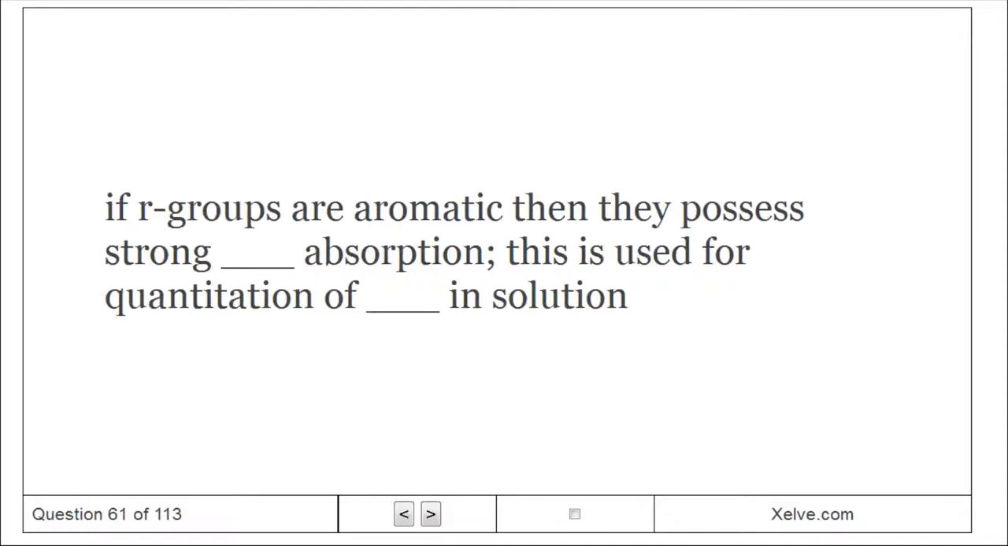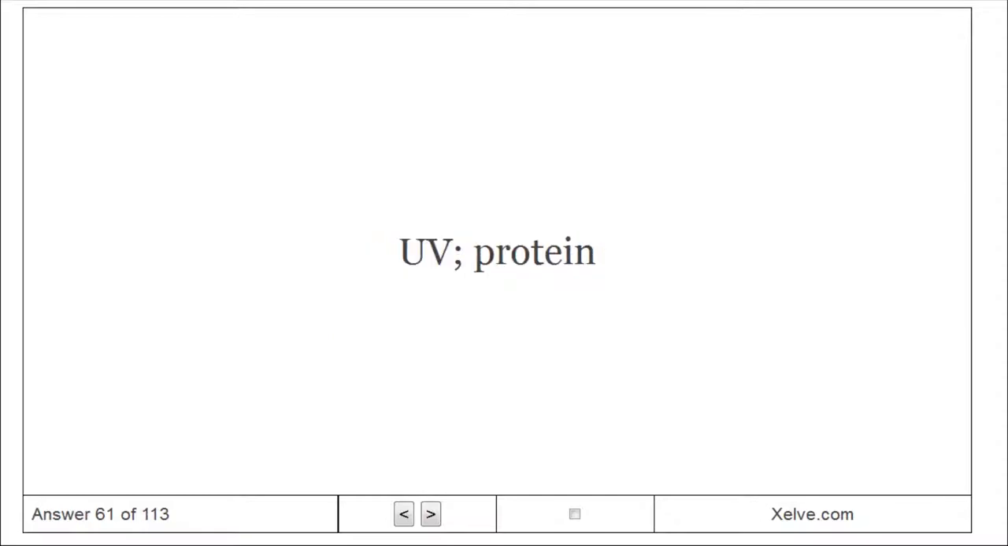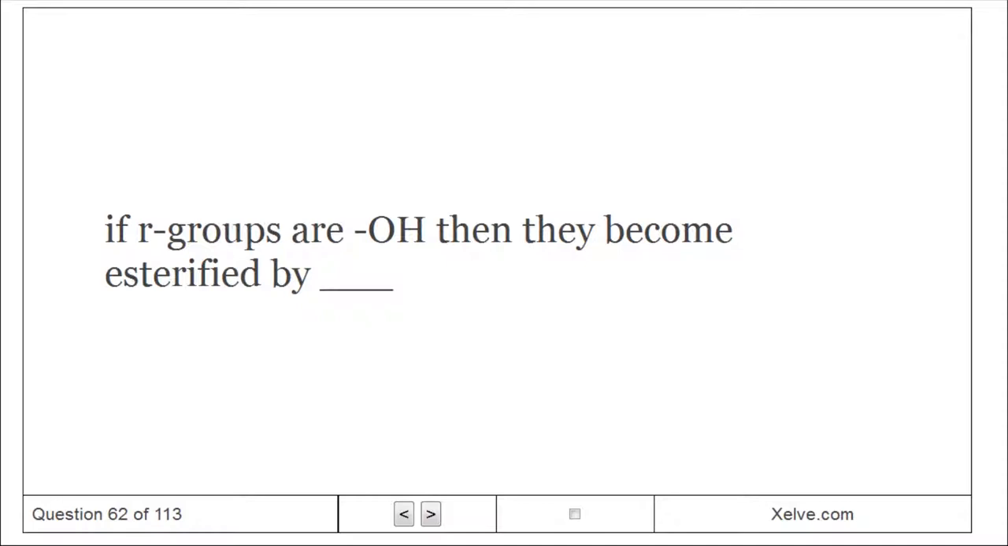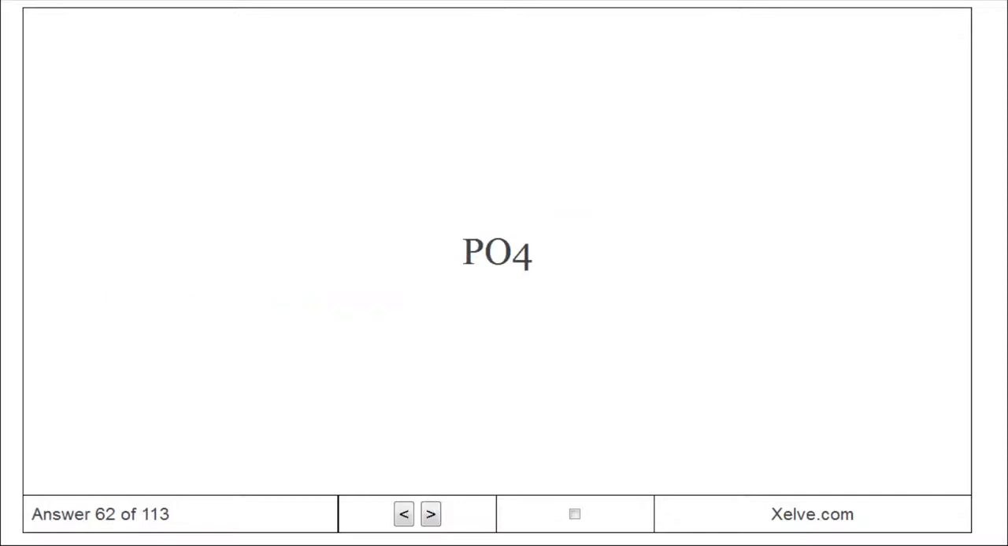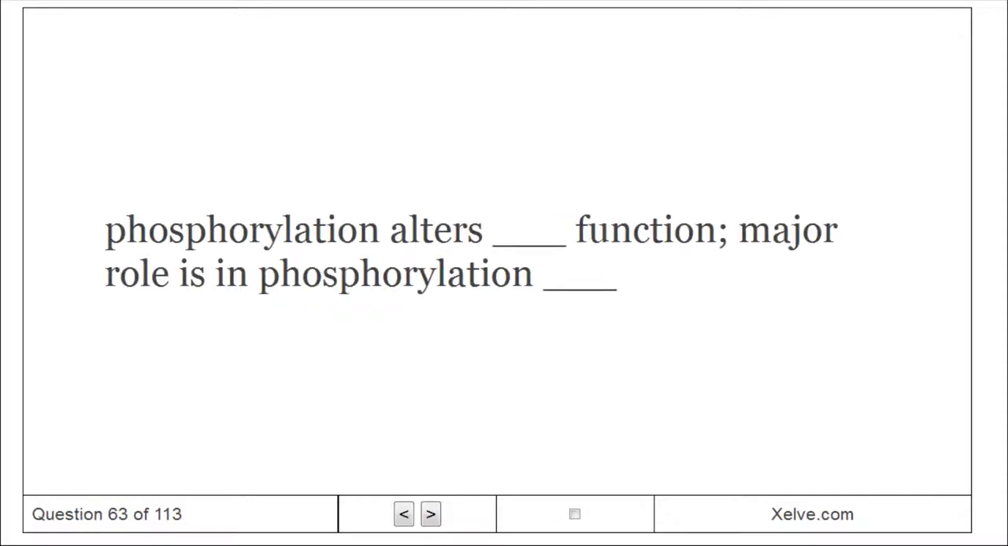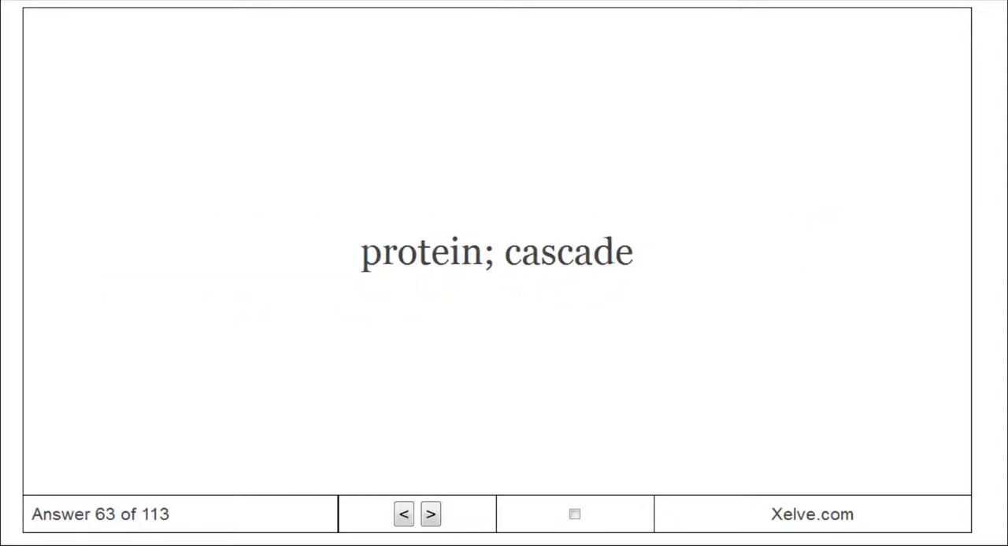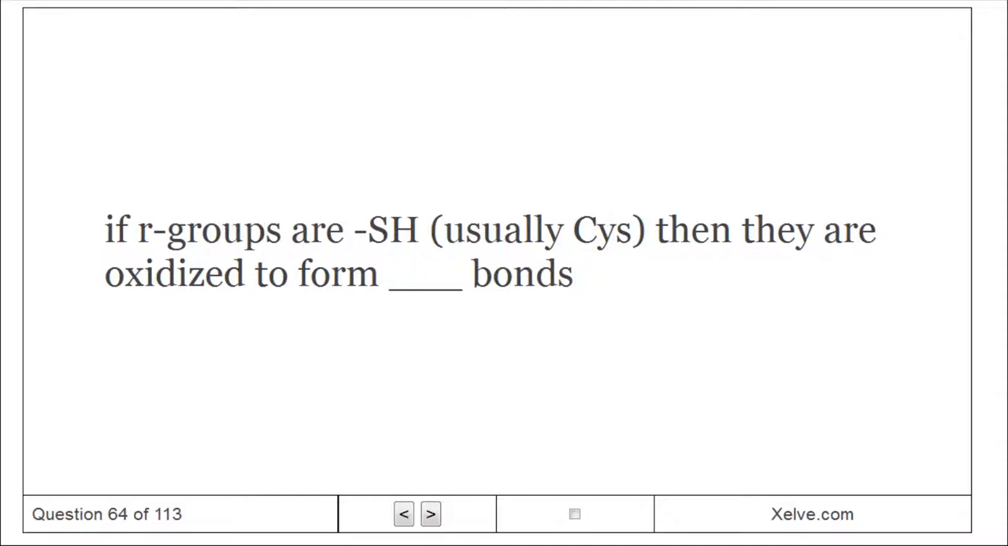If our R groups are aromatic, then they possess strong UV absorption. This is used for quantitation of protein in solution. If our R groups are OH, then they become esterified by PO4. Phosphorylation alters protein function. Major role is in phosphorylation in protein cascades. If our R groups are SH, then they are oxidized to form disulfide bonds.